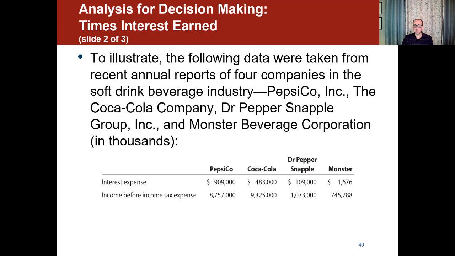So let's see a numeric example. The following data were taken from recent annual reports of 4 companies in the soft drink beverage industry. We have PepsiCo, Coca-Cola, Dr Pepper Snapple, and Monster Beverage. So their interest expense is given to us here. You can see PepsiCo has the highest amount of interest expense. And then income before income tax expense: you see that Coca-Cola and PepsiCo are somewhat comparable. And then we have Dr Pepper, much smaller, and then Monster is the smallest.